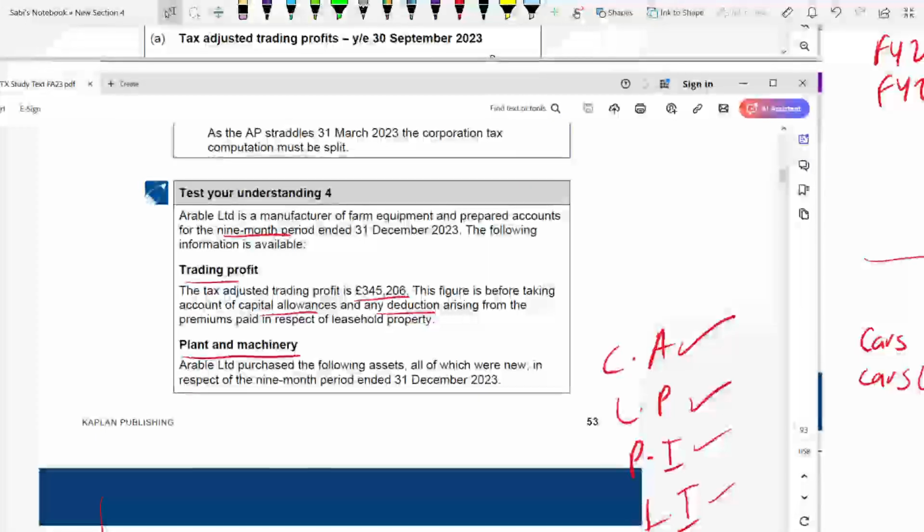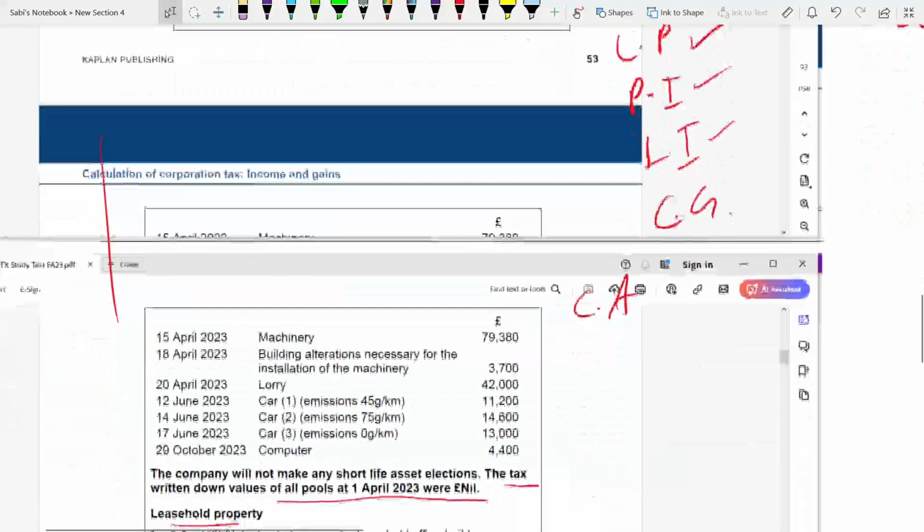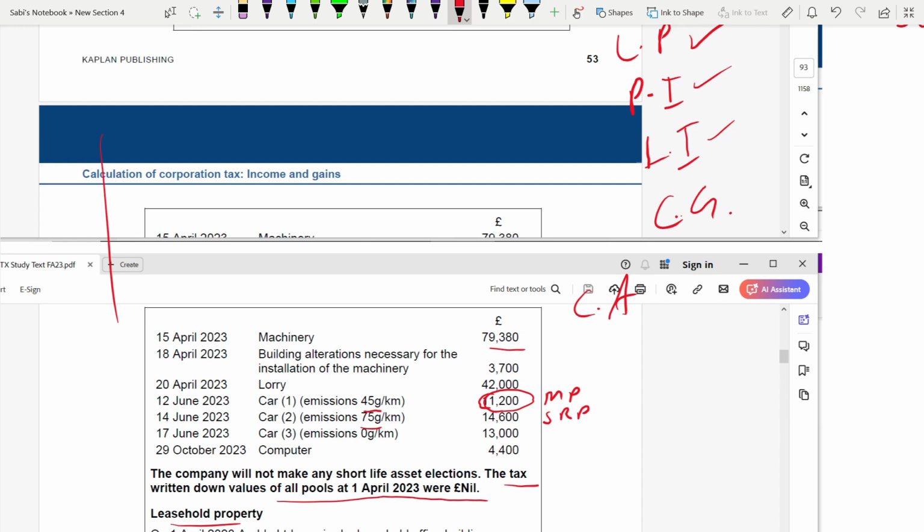So we'll see in the plant and machinery. We can see we have a machinery, leave it because it is eligible for AIA. So we have a lorry, leave the lorry aside, let us go to the car. So emission 1 to 50 is this one, 11,200. It will go to the main pool. Then this is 75 over 50. This will go to the special rate pool. And this 13,000 zero emission will qualify for FYA. Computer will qualify for the allowance. Lorry will qualify, building, machinery, all this will qualify.